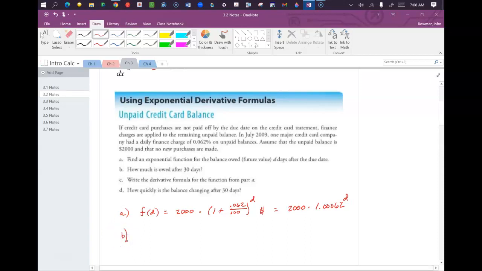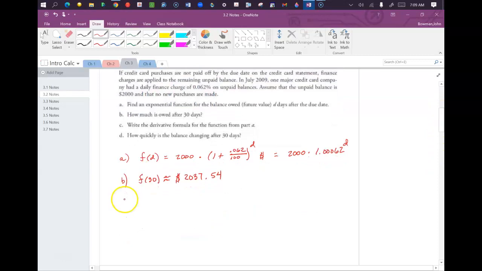In Part B, it says how much is owed after 30 days. So f of 30, if we plug that in, we get approximately, I'll leave that up to you to check, approximately $2,037.54. And you can verify that with your calculator.